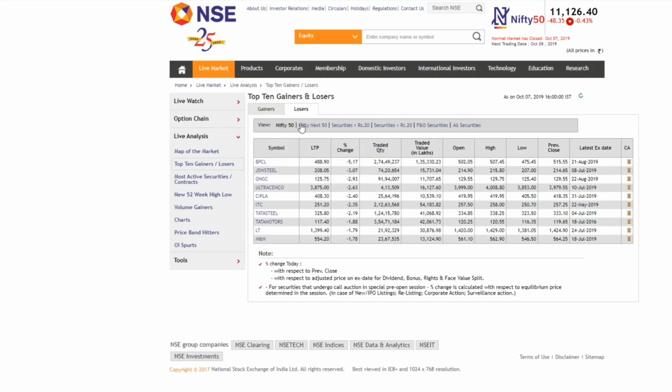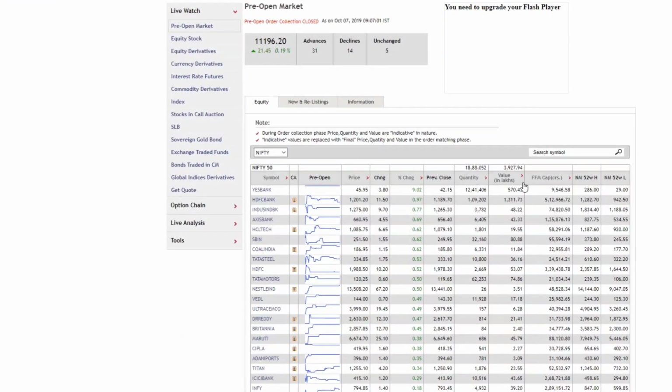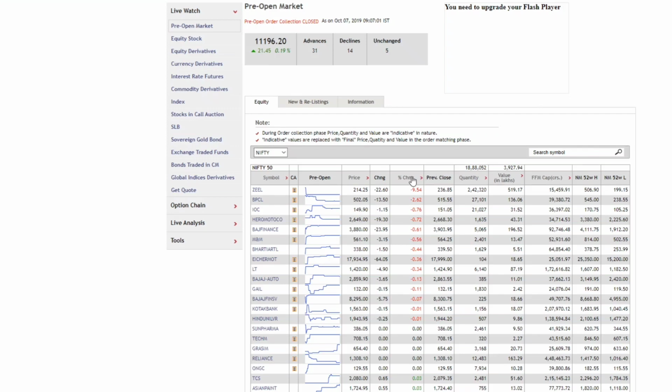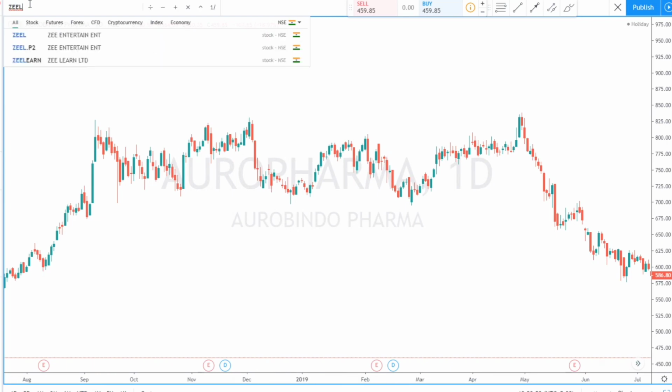Let me just go to FNO securities. Okay, this is end of the day data, so it doesn't make sense. So let me just go to pre-open market at 9:07. This is how it looks, right? So for Zeel, what they do is they select Zeel, and they will add many indicators, and let me just see how the Zeel looks like.